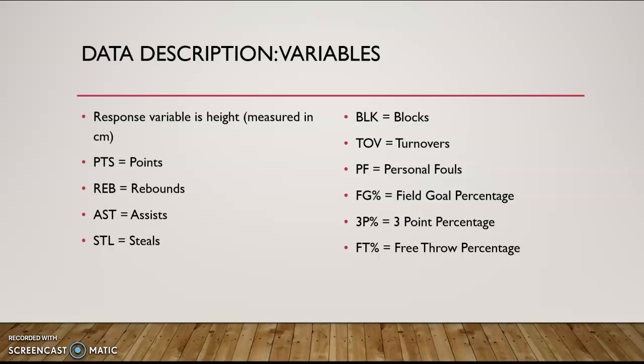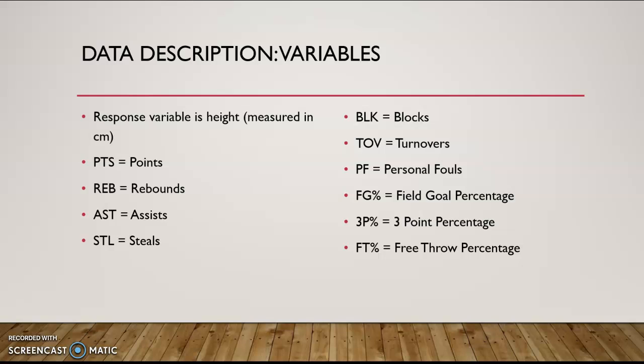Obviously, height is going to be our response variable, so the other 10 here are our predictors. We have points, which basically you just get points for putting the ball in the basket. You have rebounds, which is when a player grabs the basketball after a missed shot. You have assists, which are given when a player passes the ball and the other person makes a shot. The person who passed the ball gets an assist.